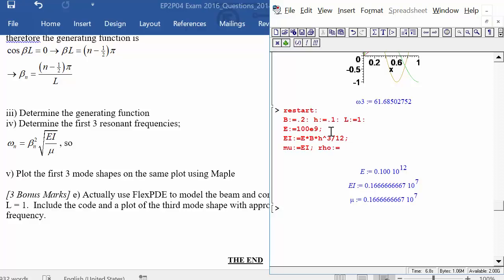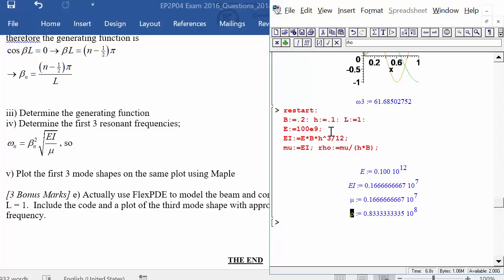Rho is supposed to be equal to mu divided by the cross-sectional area, which is h times b. Is that right? Yeah, that's it. Because you would take the mass per unit volume and then multiply by the cross-sectional area to get mu, or really integrate over the cross-sectional area if the density is changing with position.